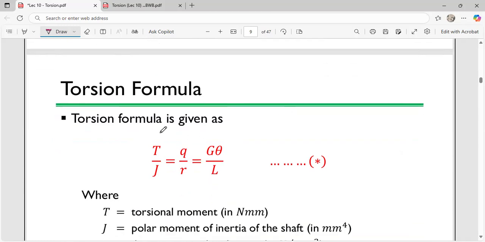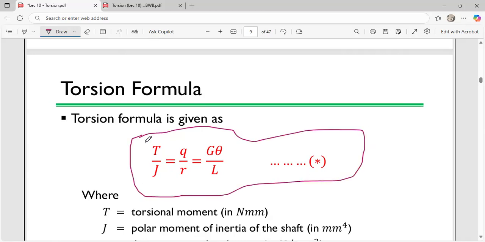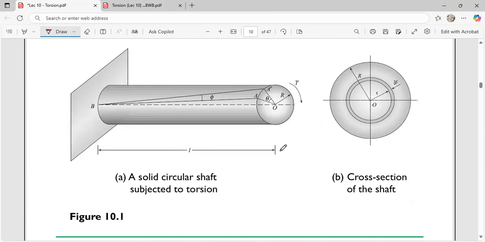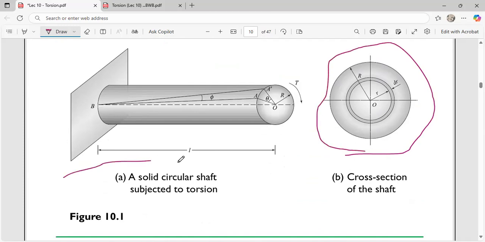And this is the torsion formula, which we say is given as this. So this is the shaft as we were talking about, and this is how the cross section of the shaft looks like. And this is the shaft itself. You can see we have over here a solid circular shaft subjected to torsion.